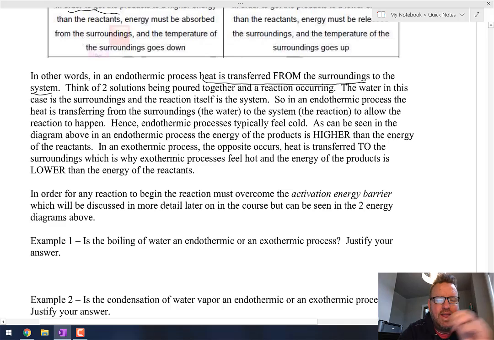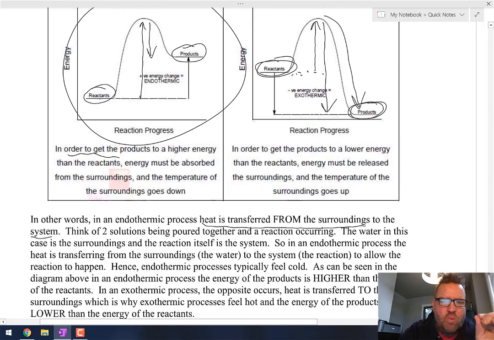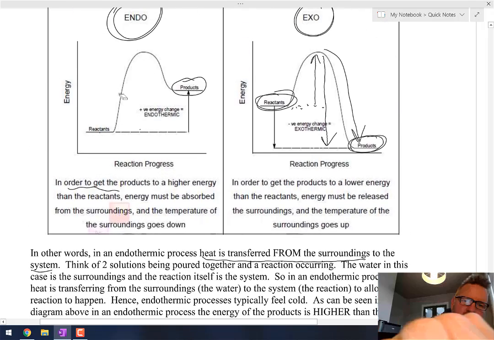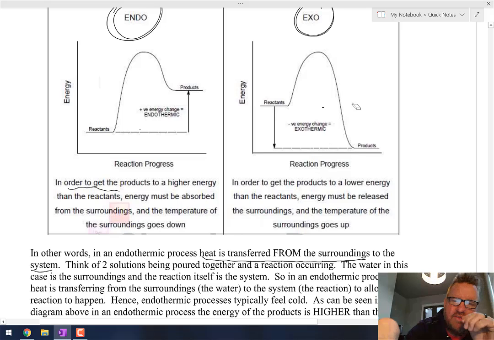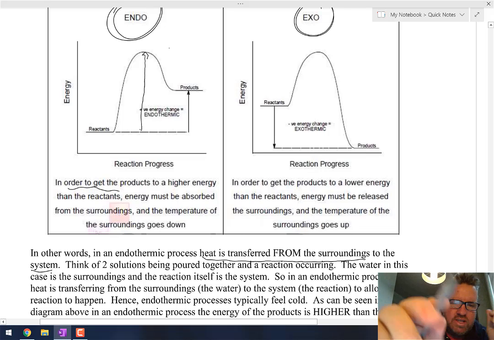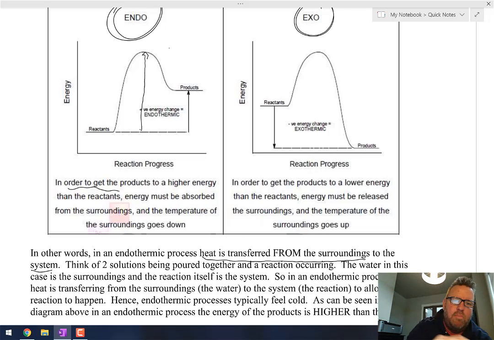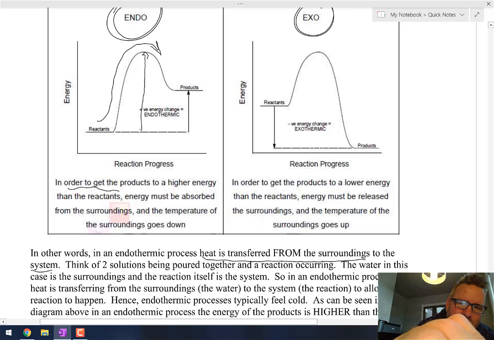Again, in order for any reaction to begin, whether it's exothermic or endothermic, you do have what's called an activation energy barrier. If you can't give the reaction enough energy to overcome this initial energy barrier, it's like rolling a ball up a hill. If you don't roll that ball hard enough, it's not going to make it over the top. If it makes it up to here, what's going to happen? Of course, it's going to roll back down.